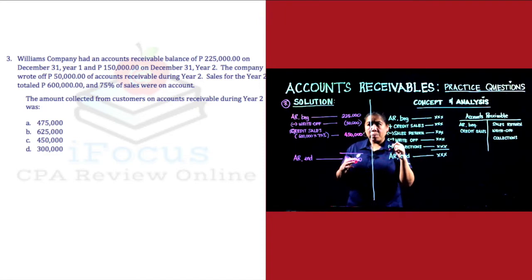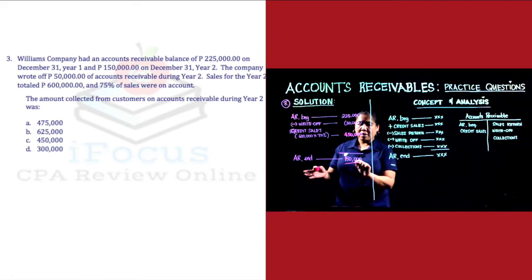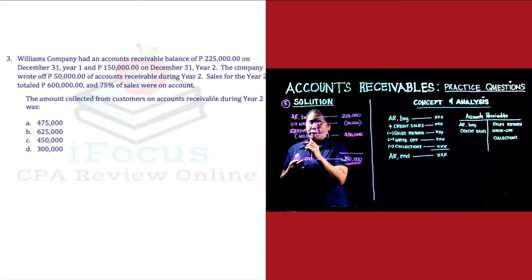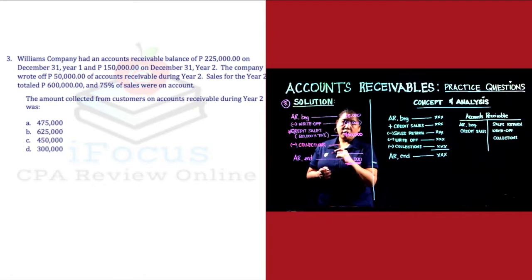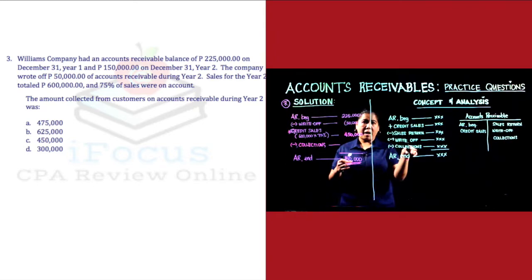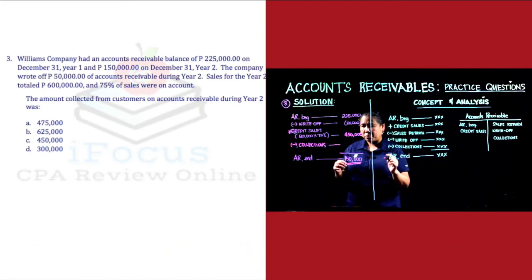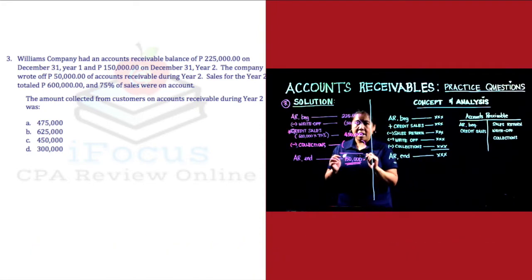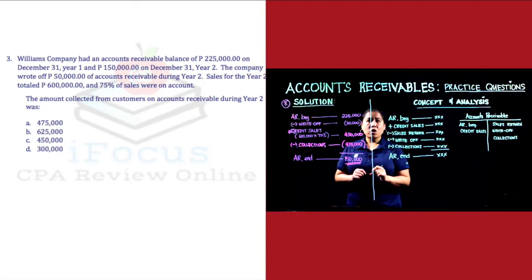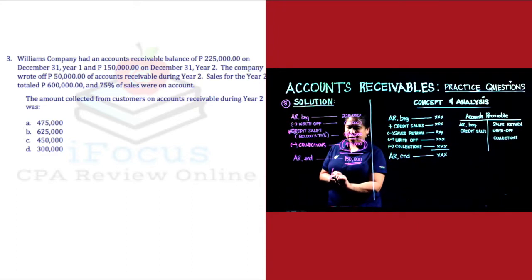Now, ang hinahanap ng problem ay hindi yung ending balance, kundi yung collection ng company. Okay, remember, our collections is minus on our accounts receivable. Entry natin sa collections is debit to cash and credit to accounts receivable. So, that's why it's minus. So, ito, ang hinahanap natin. So, ipa-plug in mo lang ito kung magkano yung missing amount. And the missing amount is 475,000. And so, our answer is letter A.